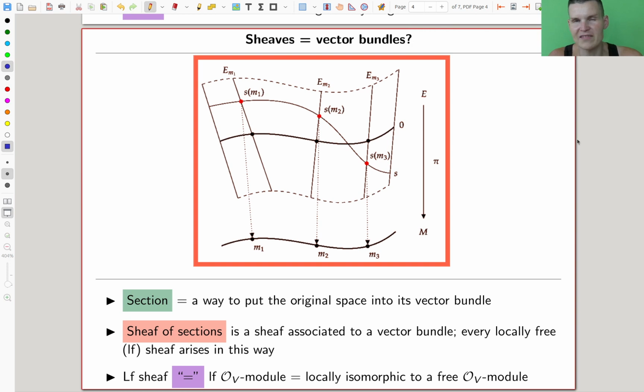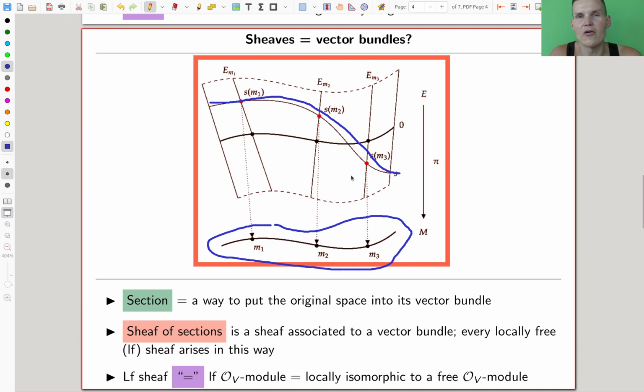If you want a more precise statement, here's one. A section of a sheaf is essentially a way to find your original space in the new space. So my original space is like a line. Here's a section. It's just some way of putting your original space into the new space formed by the vector spaces. That's called a section. And the sections form a sheaf. You can always associate a sheaf to a vector bundle, the sheaf of sections. And the other way around, every vector-space-like sheaf, locally free, that's the terminology you use, comes from a section of a vector bundle. So they're essentially the same object.